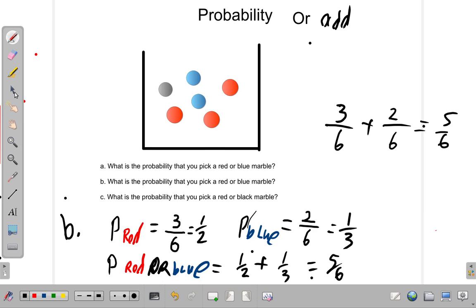So, let's look at this. Total number of either red or blue is 1, 2, 3, 4, 5. See that? Divided by the total number of marbles there, 1, 2, 3, 4, 5, 6. Divided by 6. So you see that. So it does work out. The probability that you pick a red or a blue marble is 5/6.